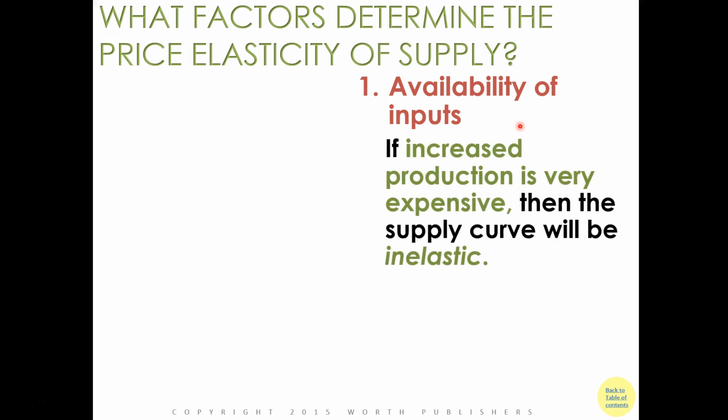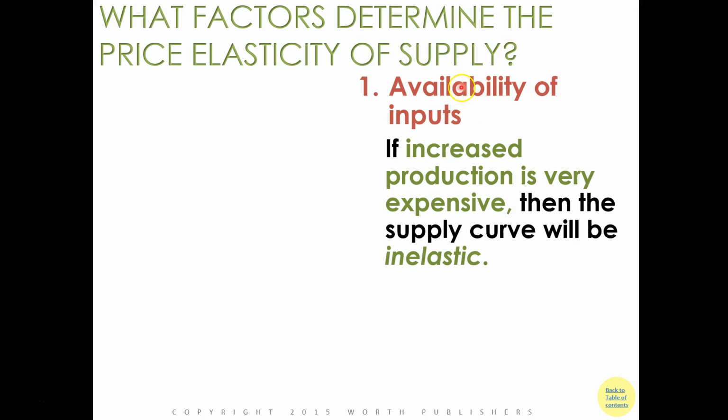Well, the availability of inputs. Inputs are the things that you use to create the good. What do I need to create an Oreo? I need cocoa, and I need batter, whatever they make the cookie out of, and I need cream, whatever they make the filling out of. Those are my inputs. And if any of those inputs are not very available, or their supply is limited, it will increase my price.